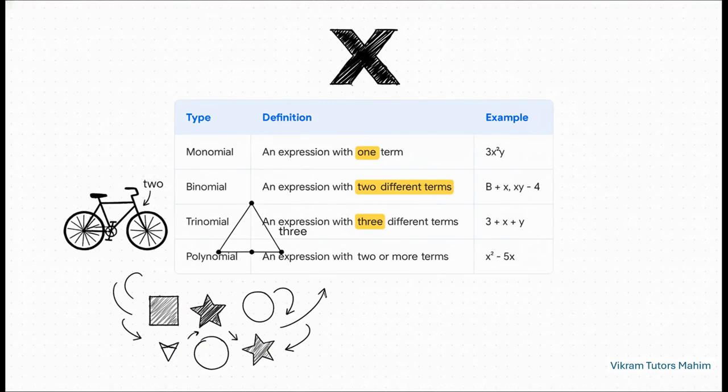If it has one term, it's a monomial. 2 terms, that's a binomial. Think bicycle for 2 wheels. 3 terms make a trinomial. And then you have polynomial, that's kind of the catch-all term for anything with 2 or more terms, since poly just means many.